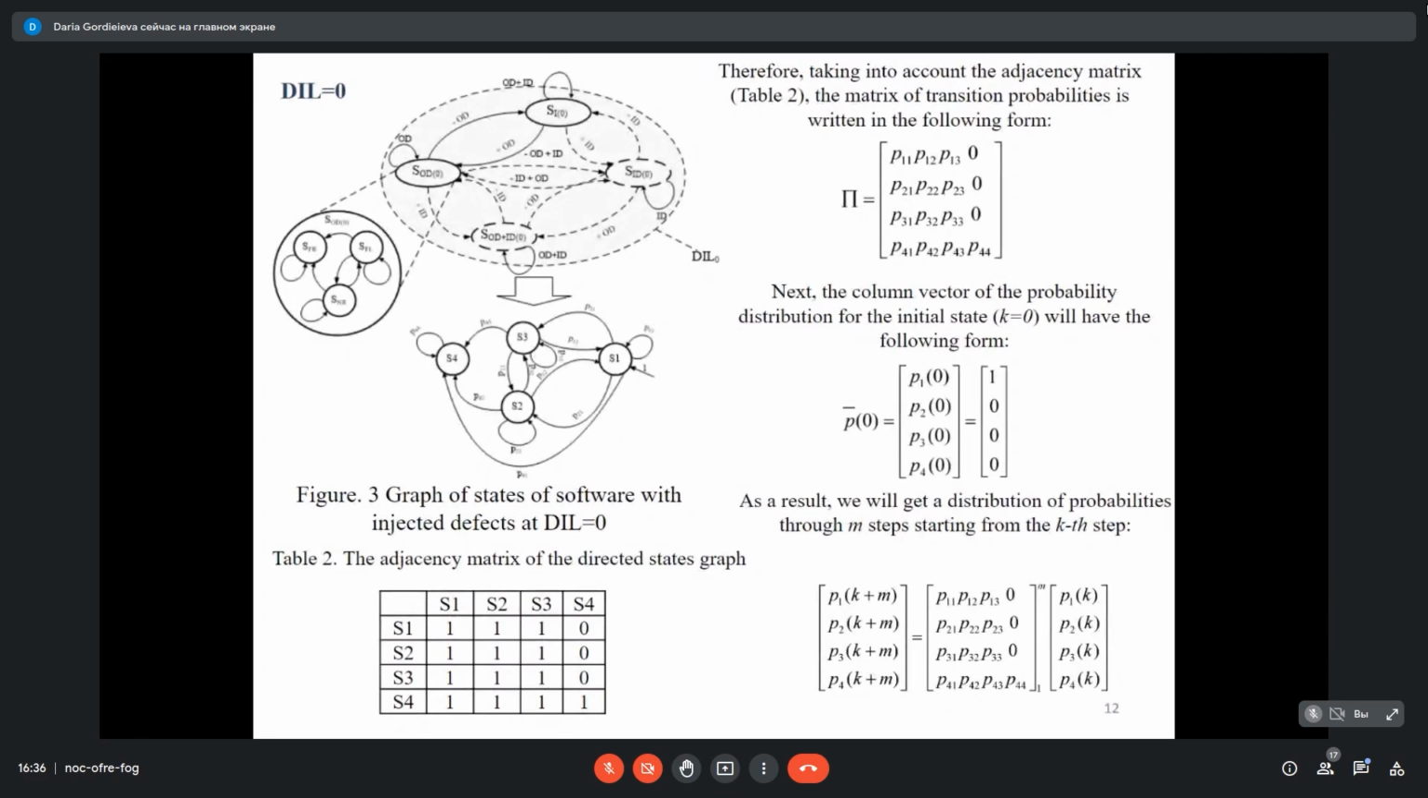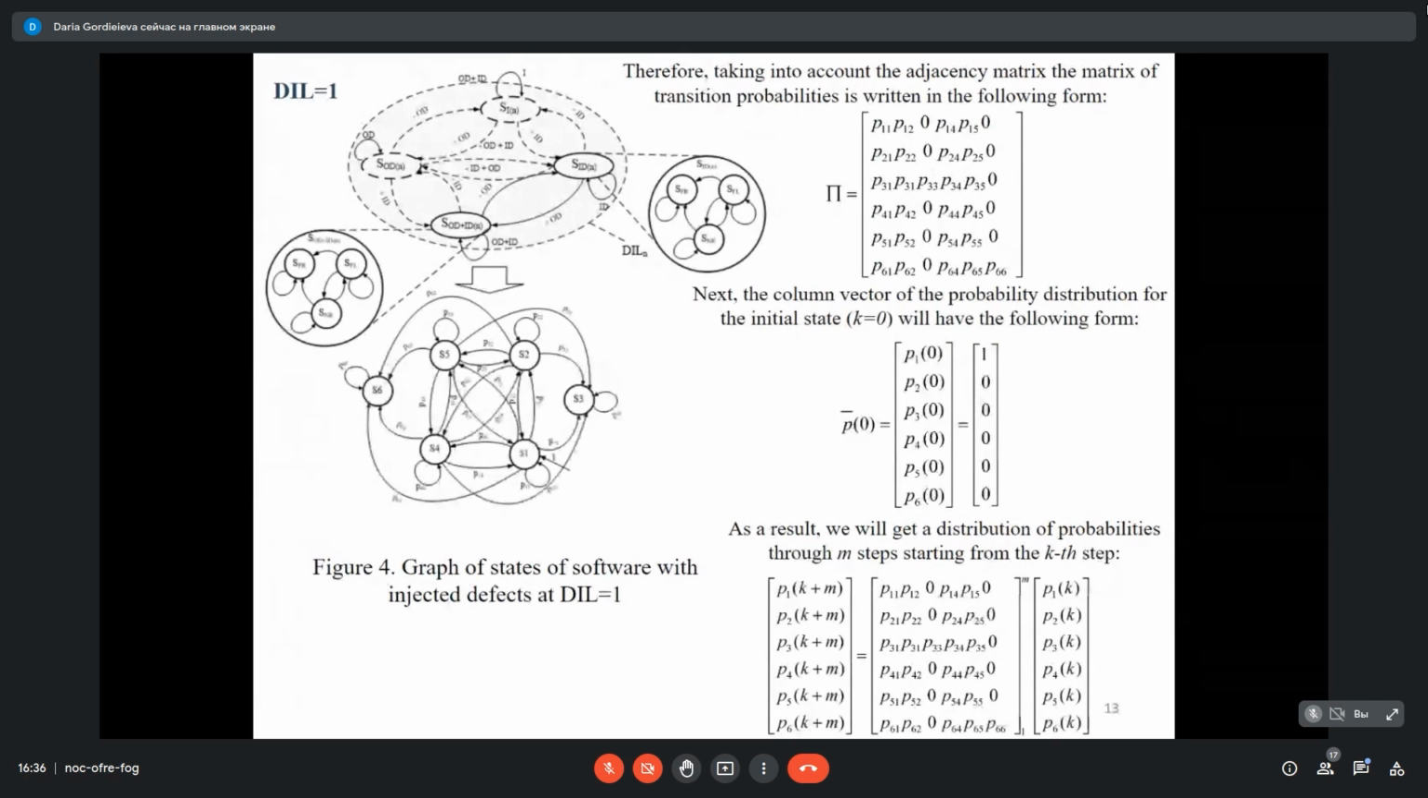Taking into account the adjacency matrix, the matrix of transition probabilities is written in the following form, and our vector of probability distribution for the initial state will have the following form. As a result, we will get a distribution of probabilities through M steps, starting from step k.